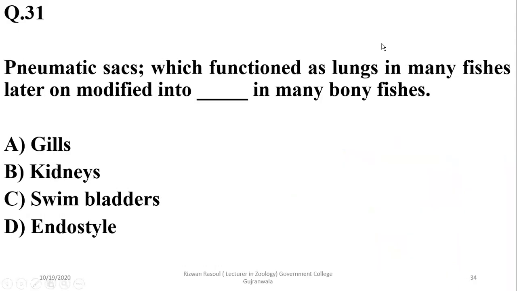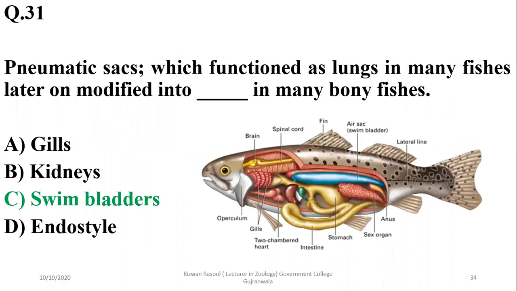Number 31, pneumatic sacs which functioned as lungs in many fishes later on, they were modified into dash in many bony fishes. They were modified in the form of swim bladders in the later fishes for buoyancy. As you can see over here, it's the swim bladder, which is also known as air sac.